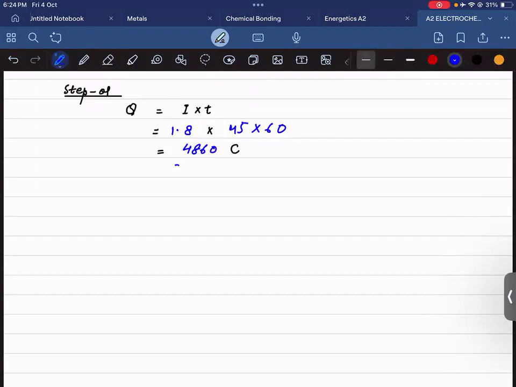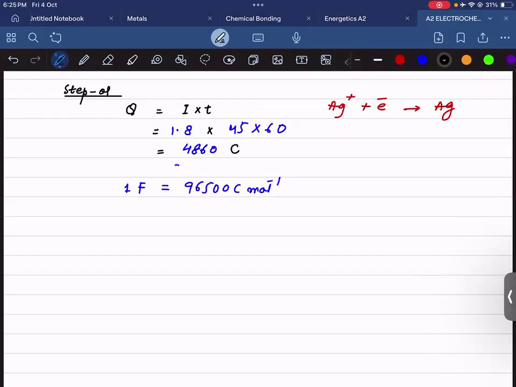Then, you know it's silver deposited. What's the equation for silver? It's Ag+, gaining 1 electron to form Ag. So 1 Faraday is equal to 96500 coulombs per mole. I'm not supposed to multiply this by 2, because in the last question the equation had 2 electrons, but right now I have 1 electron, so I'm not supposed to multiply this.